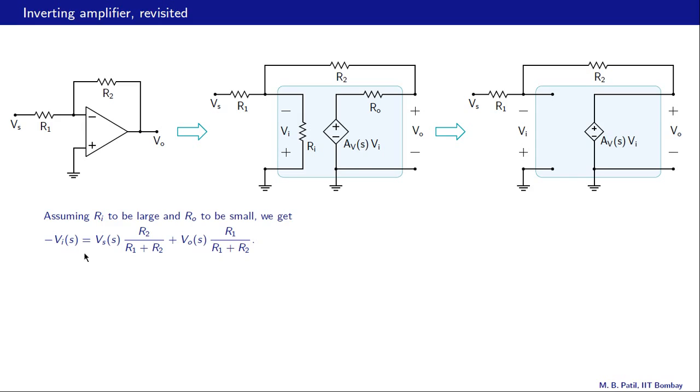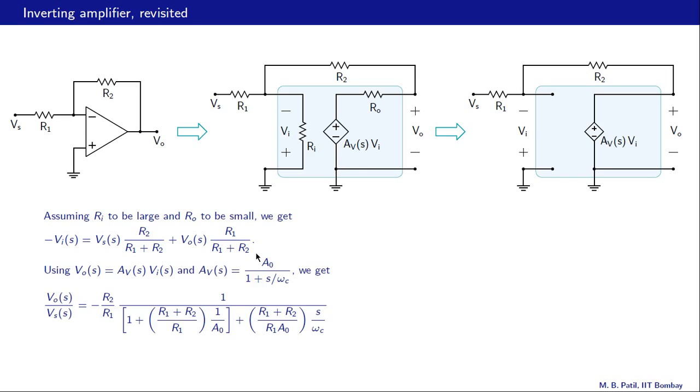So minus Vi is equal to Vs times R2 by R1 plus R2, plus VO times R1 by R1 plus R2. And this part we have got using superposition. Now let us use the fact that VO is AV times Vi. This voltage is AV times Vi. And we also know the frequency dependence for the op amp gain, that is AV of S equal to A0 divided by 1 plus S by omega C.